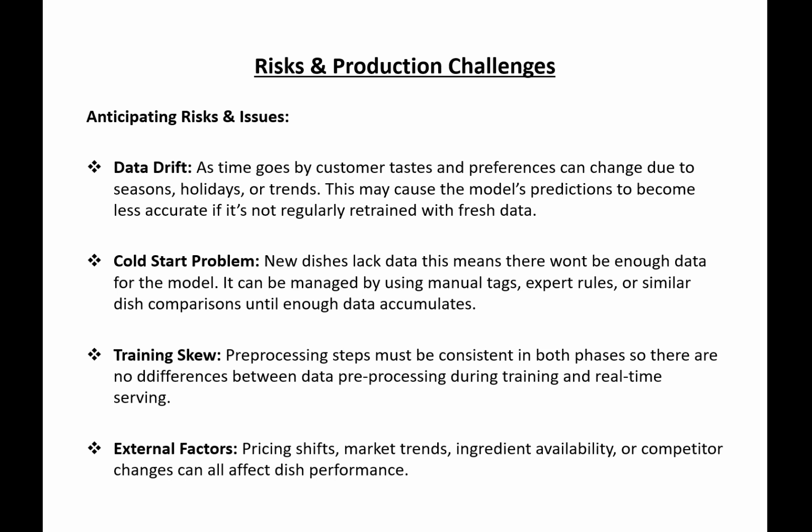The last point is external factors. These could be factors that influence, for example, the shift in pricing, the market trends, the availability of ingredients, the competitors. Some of them can change. There can be changes in dishes. There could be location factors, demographics. All these could be risks and production challenges that could affect the overall model.